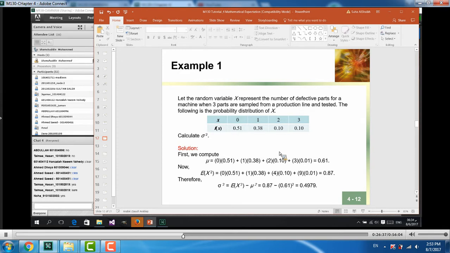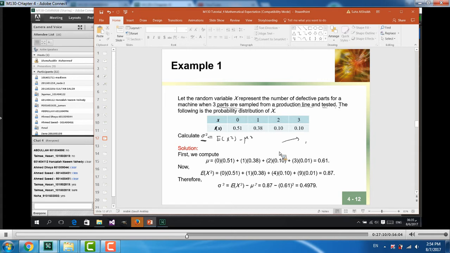Now here we have the random variable x representing the number of defective parts for a machine when 3 parts are sampled from a production line and tested. The table gives me the total probability distribution values: 0, 1, 2, and 3. They are asking me to find the sigma square. I know that sigma square is equal to the expectation of x square minus the mu square.